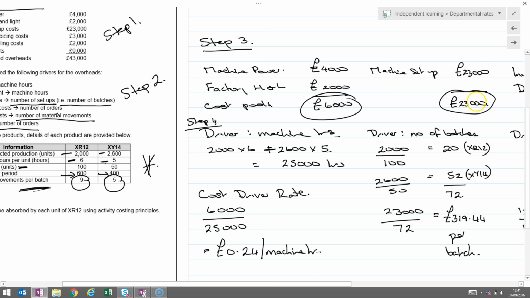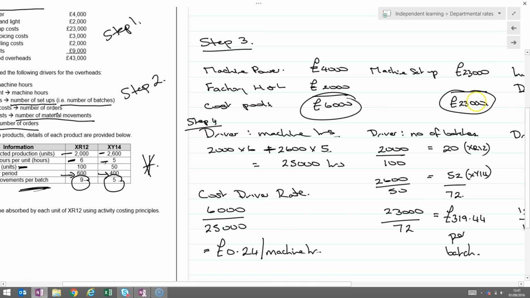So for every machine hour worked, we've got 24 pence in overheads. For every batch, £319.44 in overheads. For every order, £12 in overheads. And for every movement, we incur £4.55 in overheads.